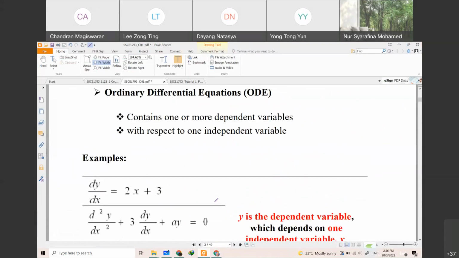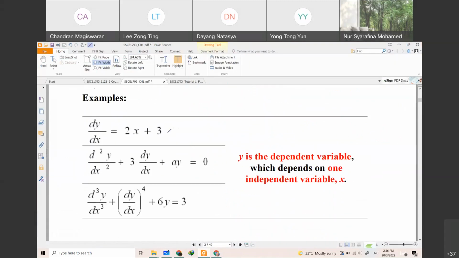For this example, dy/dx equals 2x plus 3 d squared y/dx squared plus 3 dy/dx plus ay equals 0. y is the dependent variable. Why is it dependent? Because y depends on x. When x changes, then y also changes. So in this case, y is dependent and x is independent. As you can see, y is upside, dependent, and x is downside, independent.